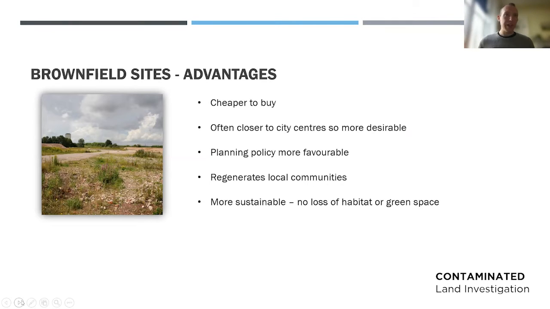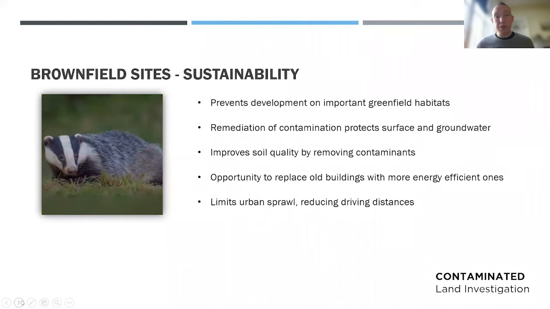And finally, development on brownfield land is much more sustainable. There's no loss of green habitat or green space, and developers are obliged to clean up any contamination under them. In terms of sustainability, here are some examples of the advantages of building on a brownfield site over greenfield. Habitats are left intact, so important habitats for plants and animals aren't disturbed or damaged. In some cases, with the building of parkland on brownfield sites, redevelopment can improve biodiversity.